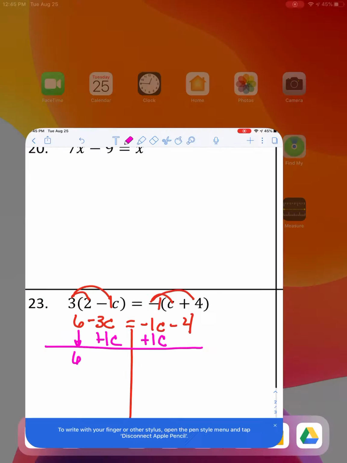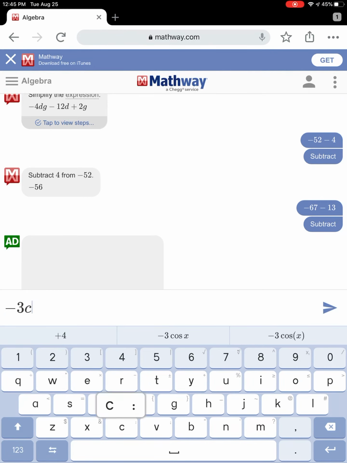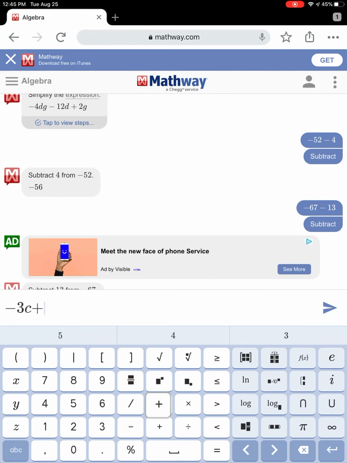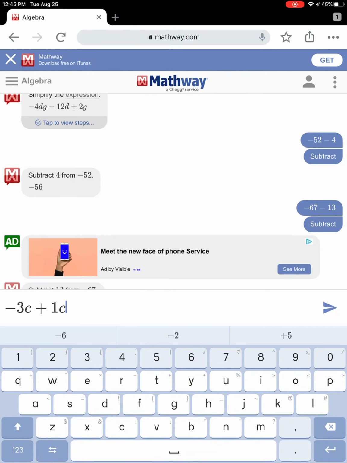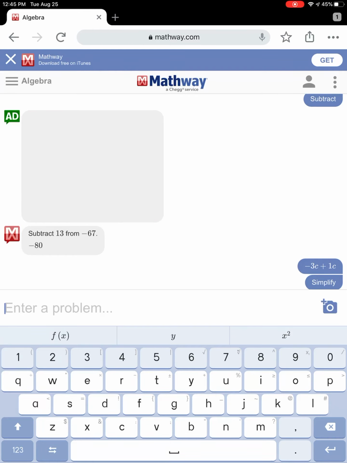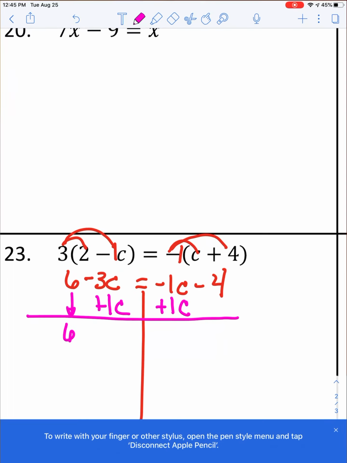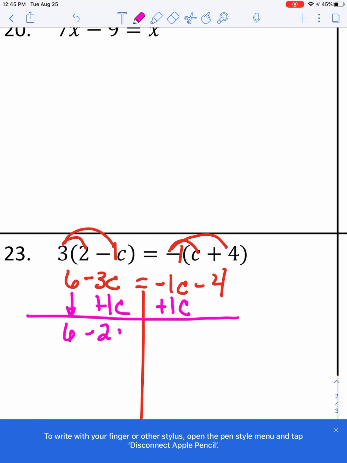Negative 3 plus 1. Watch this. Ready? Negative 3c plus 1c is negative 2c. See how we kind of did that? It's there somewhere. So that would be negative 2c equals negative 4.